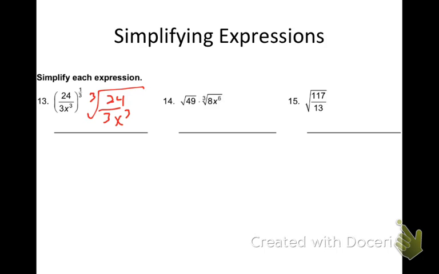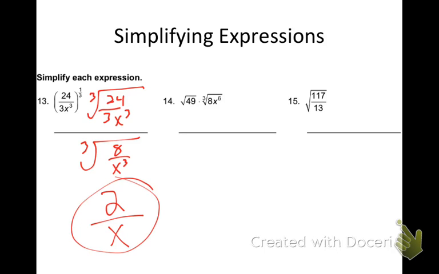Now I can simplify this. What's 24 divided by 3? 8. So I get the cube root of 8 over x to the third. What's the cube root of 8 then? Cube root of 8 is 2, and x to the 3rd divided by 3 gets me x to the 1. So I have 2 over x. 2 over x is correct.